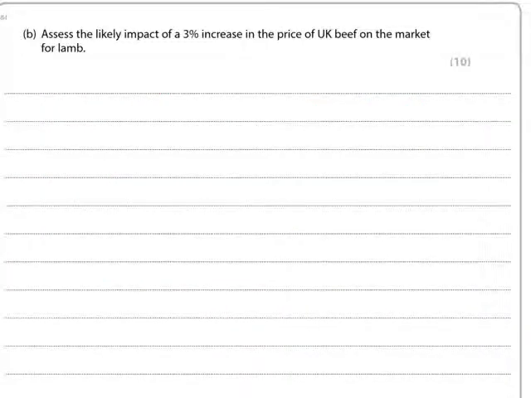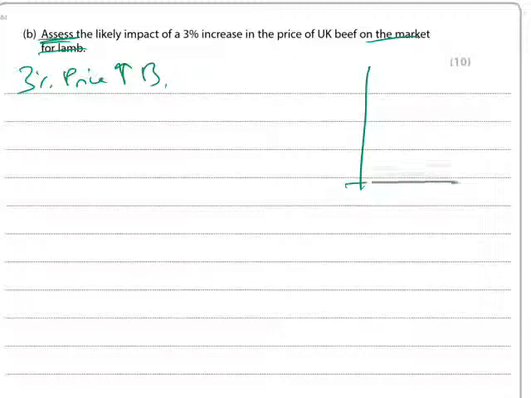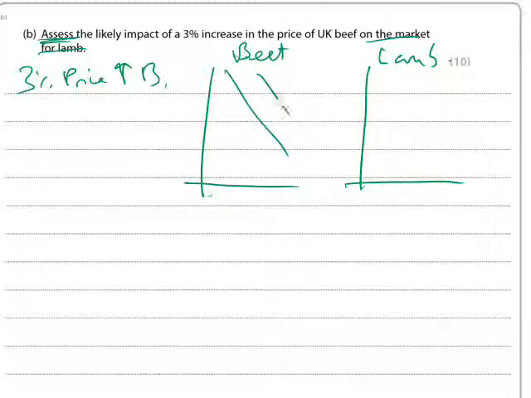Okay, next question. Assess the likely impact of a 3% increase in the price of beef on the market for lamb. So if you remember, it's assess, so we need to evaluate this question. The likely impact of the 3% increase in the price of beef on the market for lamb. If we're drawing a supply and demand diagram to go with this, it's the market for lamb, not the market for beef. But just for clarity, we just drew that diagram to show the increase in price for beef.